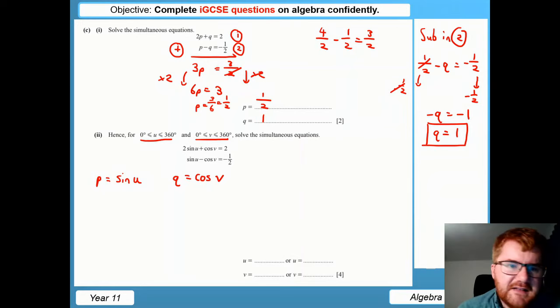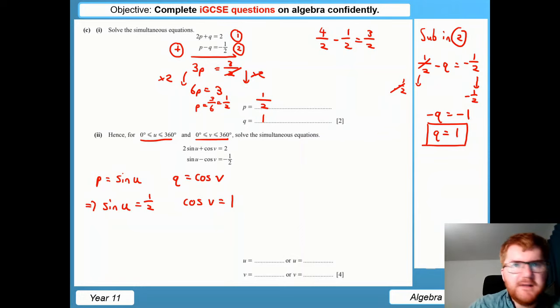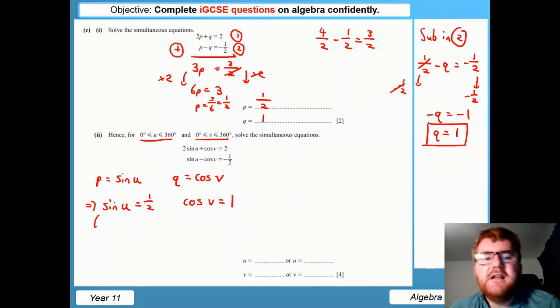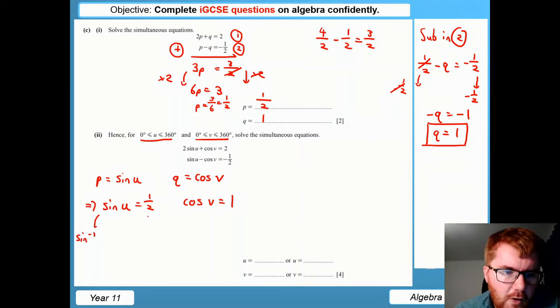So we now know what p is. p is equal to a half. So therefore, sine u is equal to a half, and then cos v is equal to 1. And this is where your trig skills really come to the fore. If you need practice on this next topic, then check out the video above. I go through a lot of trig equations where I use the same ideas as I do just here. Now, the easiest way that we do this is, well, we know what sine is, so what's the opposite of sine? Well, that's inverse sine on both sides. So that cancels, leaving us u is equal to sine inverse of 1 over 2.